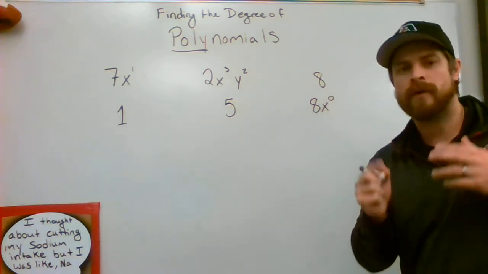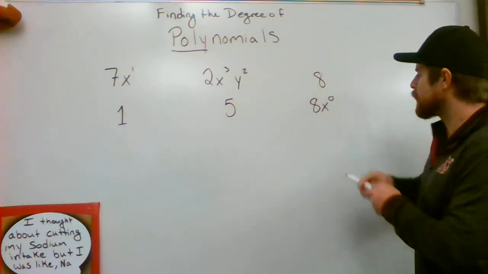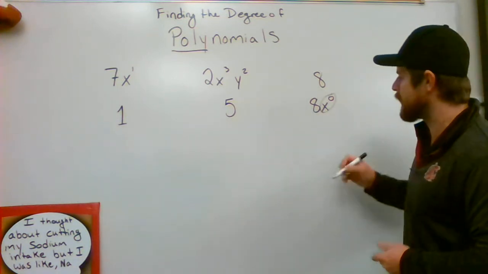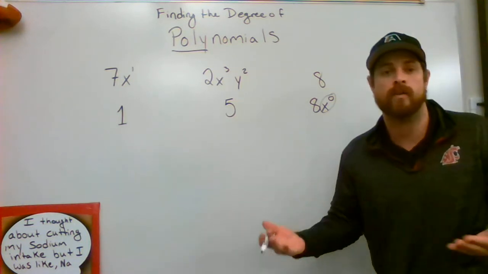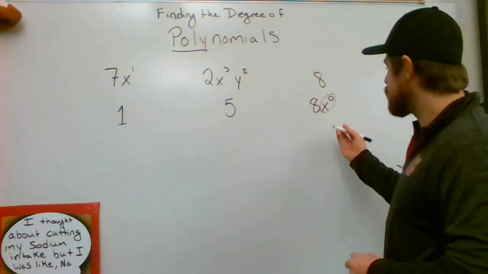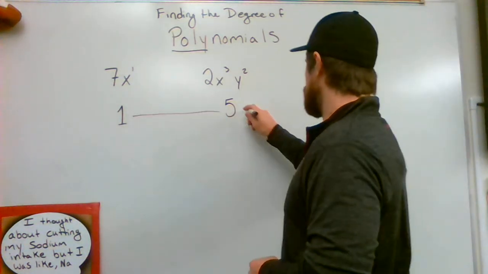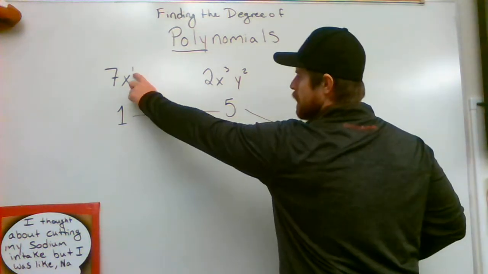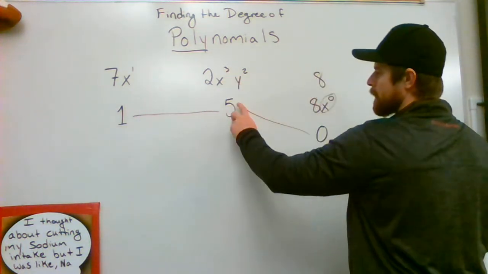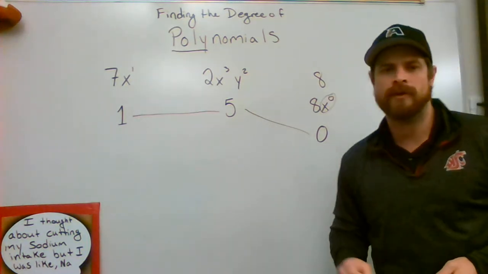Because we all know from our previous unit with exponent rules that the power of 0 would turn this into 1. And we'd really be just talking about 8 times 1. Okay, so the degree here, when you have a constant, is always going to be 0. So our 3 degrees are shown. 1, here I had to add them up to get 5. And when it's a constant, it's just automatically going to be 0.